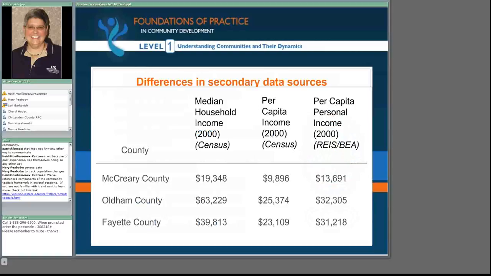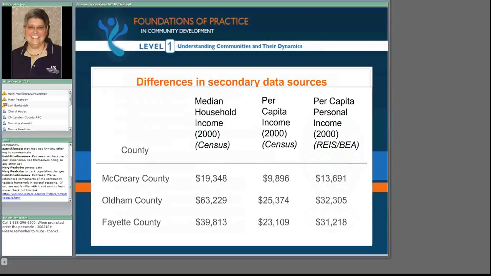Okay, let me just kind of illustrate. These are Kentucky counties. Let's say we're interested in income in our community. It sounds reasonable. How much money do people have? But I'm just going to illustrate here three different sources of income, and each of them providing us with a very distinctively different perspective on what's going on in three different counties.